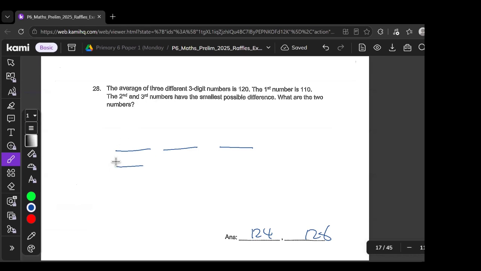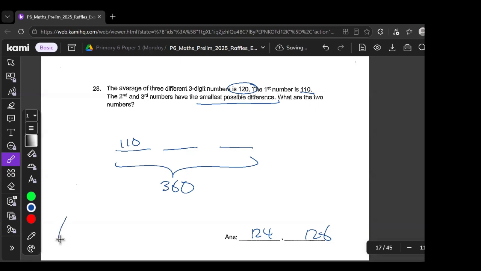The average. Every time you see the word average, you can find the total. 120 times 3, that's the total. First number is 110. The second and the third number have the smallest difference. Even if you don't know how to do, you should have a diagram. This is called a diagram. Do you know that you have drawn a diagram like that? And you can find something simple. You take 360 minus 110, you get 250. You don't know how to do, I expect you to still get 250. If you never even get 250, means you are not thinking enough.